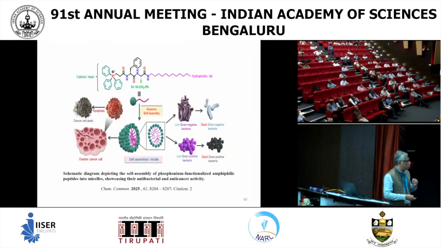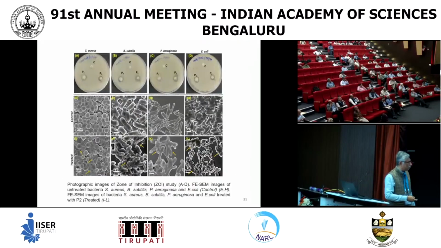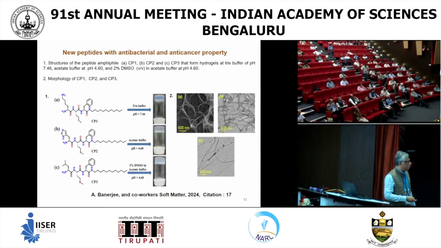I'll just skip this one also. These are new molecules which we made. You see, purposefully we have made the C-terminus triphenylphosphonium. Triphenylphosphonium is a known mitochondrial target, and with a lipophilic tail that will self-assemble to form these micellar structures. They are very good against these ovarian cancer cells, and they can also kill these gram-positive and gram-negative bacteria. See, these are the evidences here.